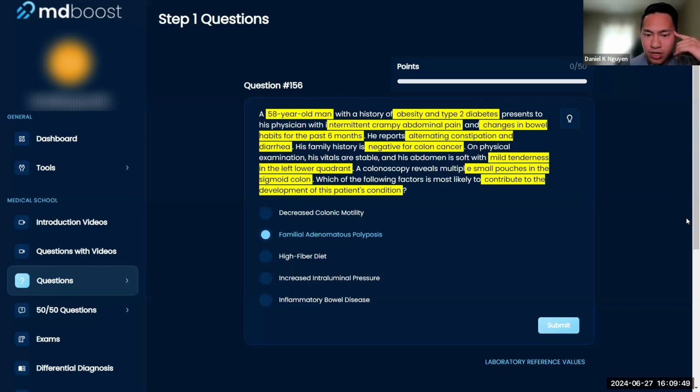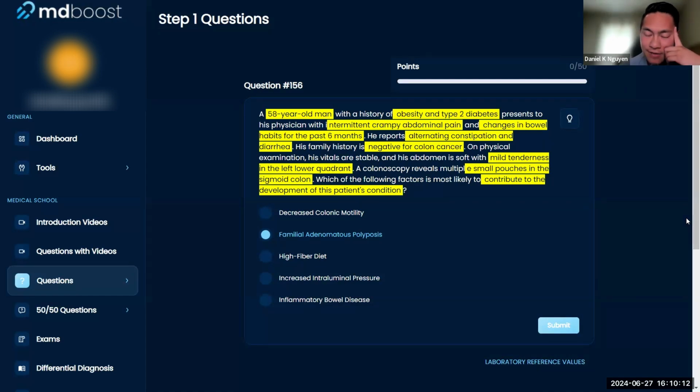Okay, got it. Decreased colonic motility, and maybe, right? Familial adenomatous polyposis, right? That means polyps, which are different than diverticulosis, which is outpouching. Polyps are actually little lesions within the lumen, right? And remember, familial adenomatous polyposis can increase your risk of colon cancer, right?